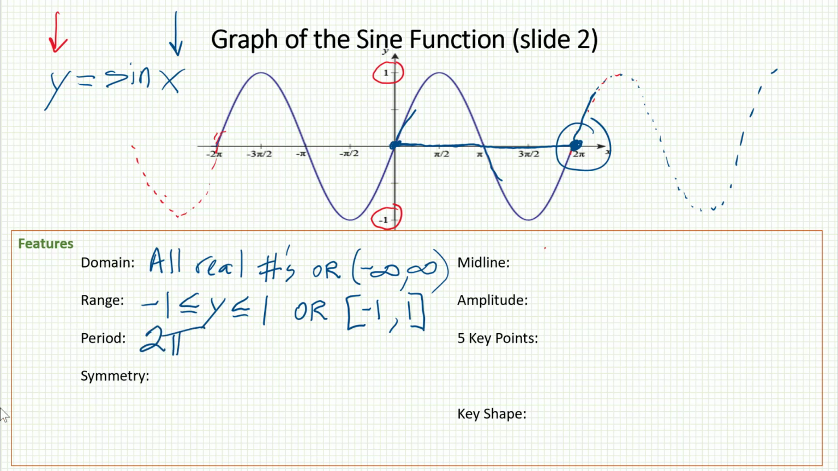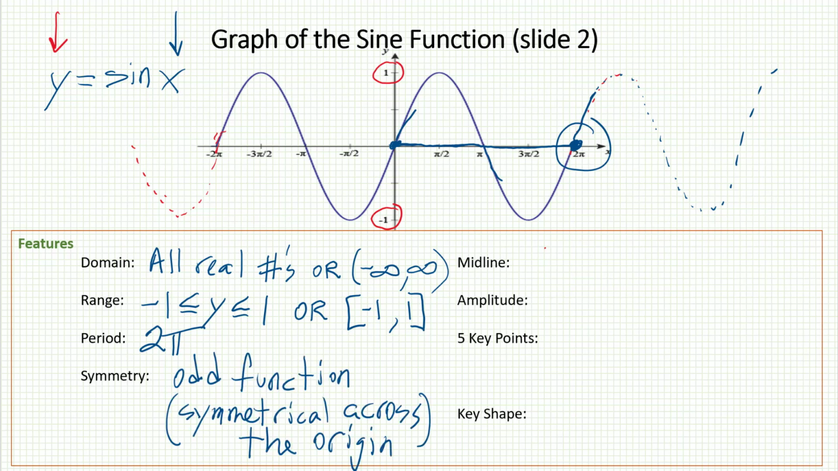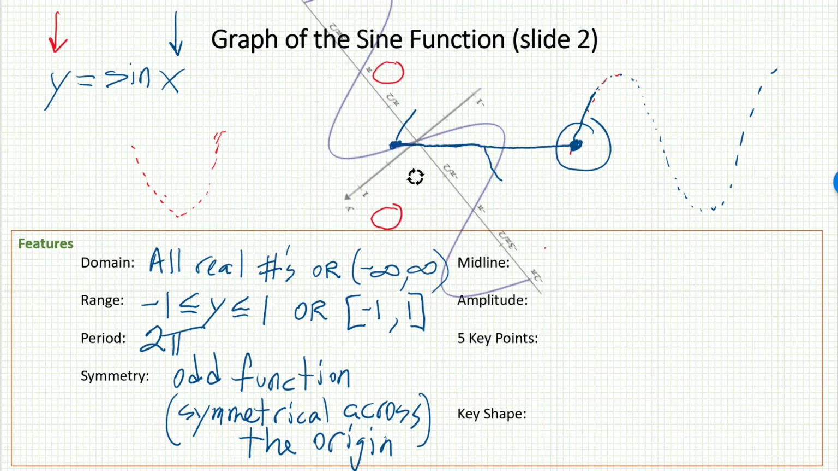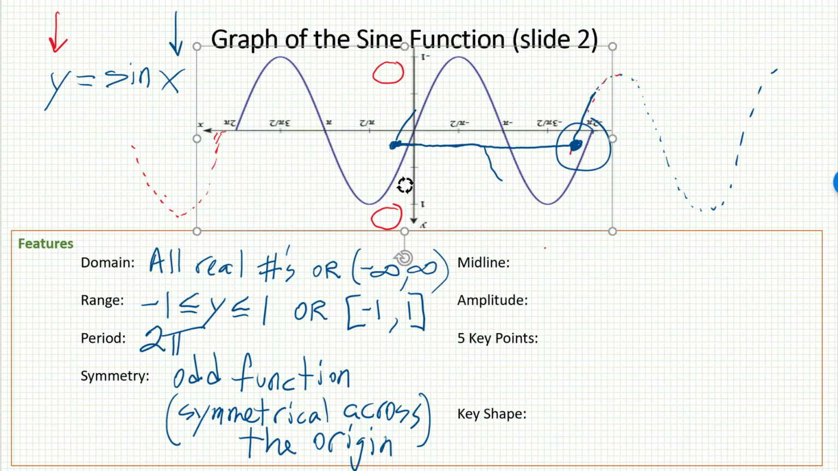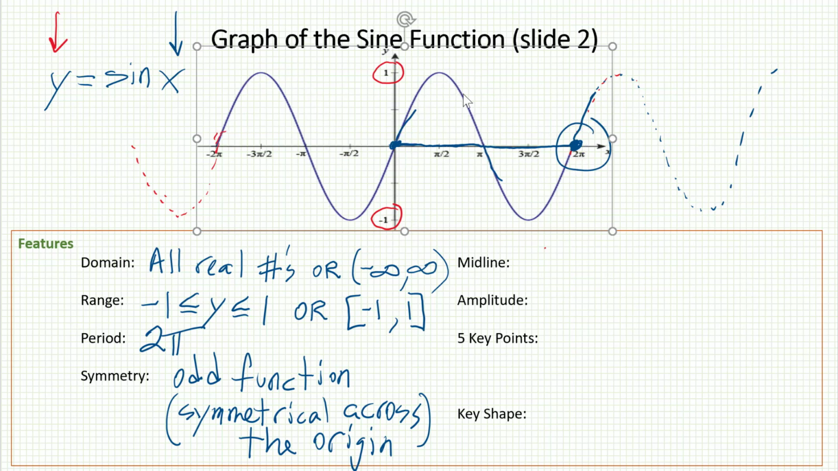What about symmetry? Well, we call this function an odd function, which means it's symmetrical across the origin. You say, what does that mean? Well, it essentially means that if you rotate the picture 180 degrees, if you turn it upside down, it will land on itself. It will be the same exact shape that you started with. That's an odd function. Another way you can say that is if you flip the picture across the y-axis and then flip it across the x-axis, again, the picture will land on itself.